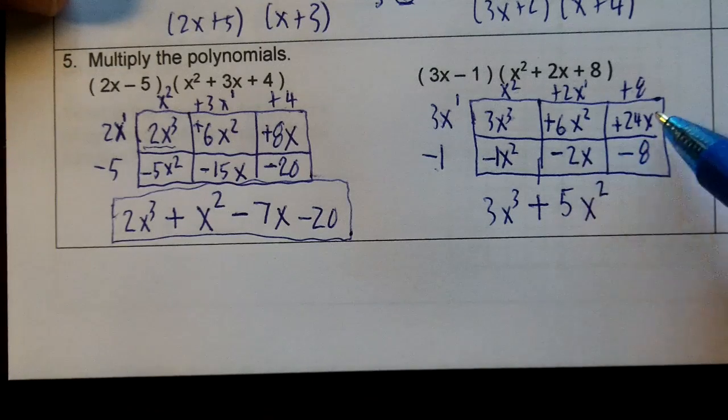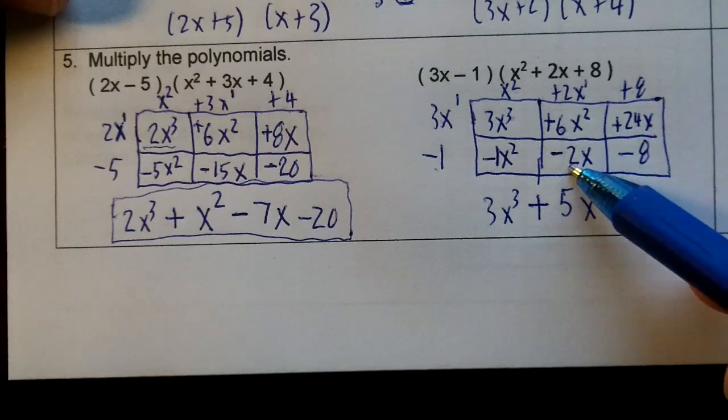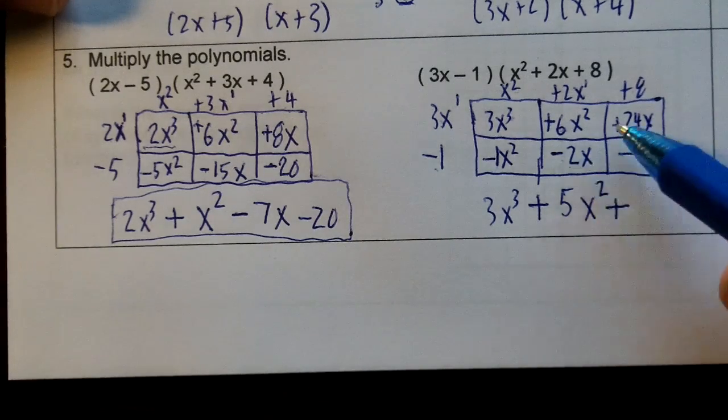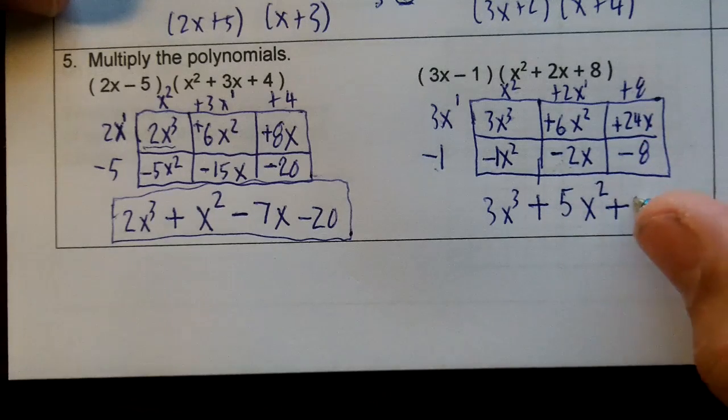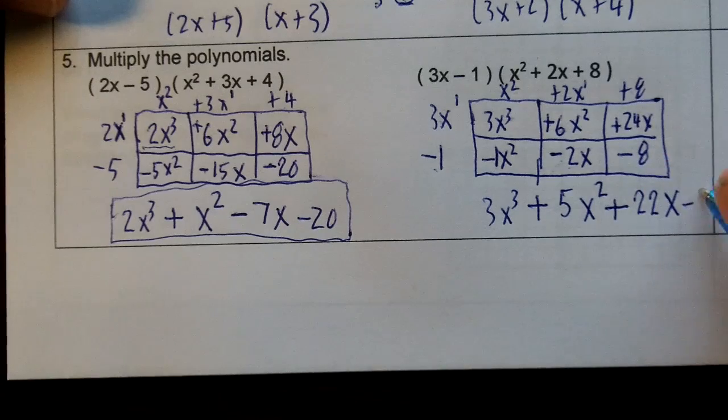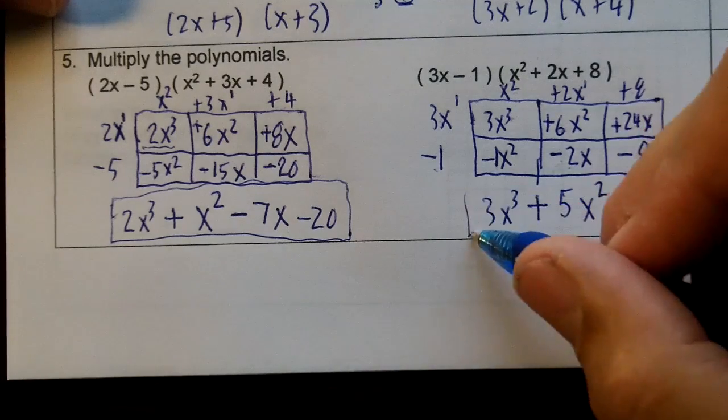Now we're going to group negative 2x and 24x. 24 is larger than 2, and the sign is positive. You won't add, you'll subtract. 2 away from 24 is 22, and the letter is x, and the last one is a negative 8. This right here would be your product.